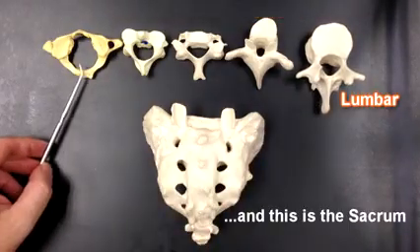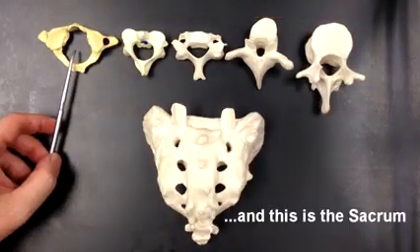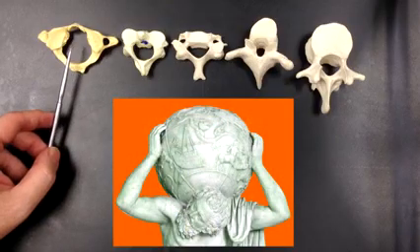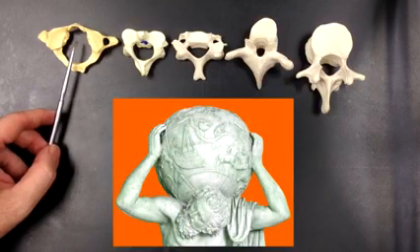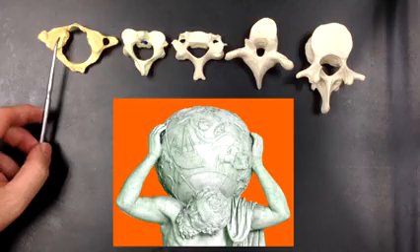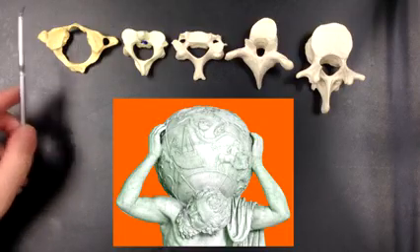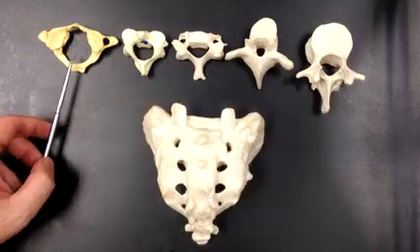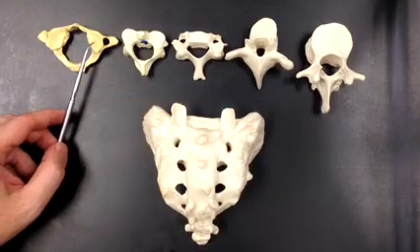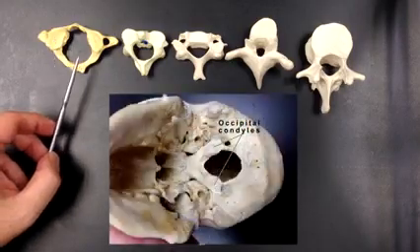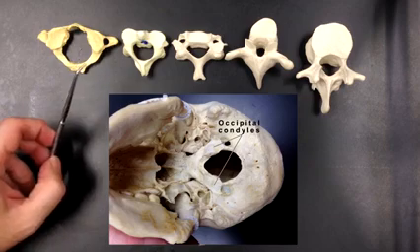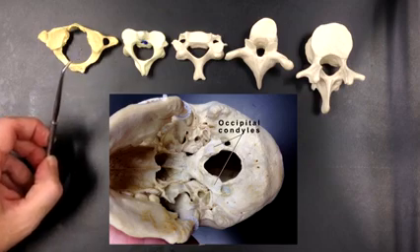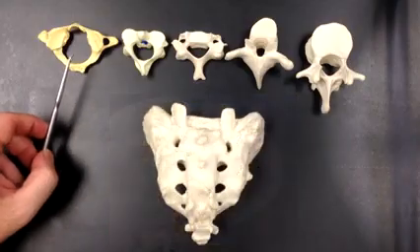I'm going to start with the atlas. You may have heard of Atlas in Greek mythology. He was the one that held the weight of the world on his shoulders. This bone right here holds the weight of the globe, the skull, on its shoulders, and that's where it gets its name from. The occipital condyles will articulate here. The occipital condyles are structures on the inferior most bone in the skull.